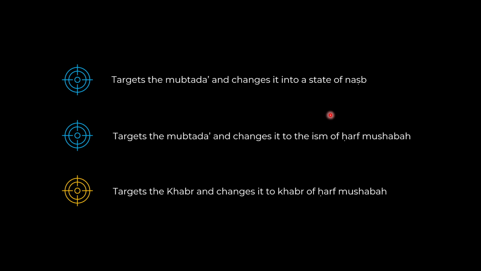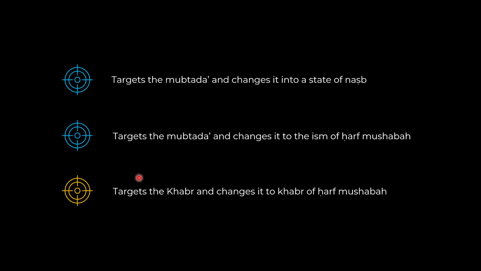So it targets the mubtada and it turns it into a state of nasb. And it's not finished then. What it goes on to do is it targets the mubtada yet again, and it will now be called, instead of mubtada, the ism of Ḥarf Mushabah. And it will do the same with the khabar. It targets the khabar, and no longer is the khabar called the khabar, it's called the khabar of Ḥarf Mushabah.